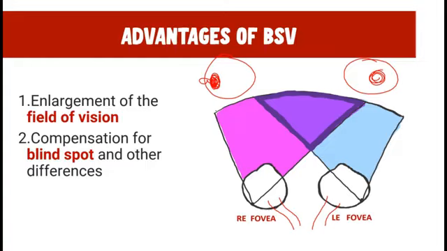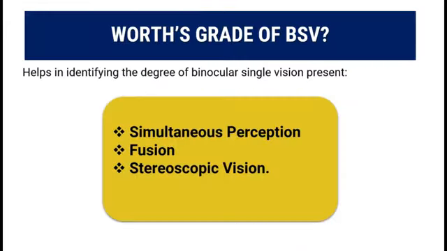That happens because there's also a significant amount of overlap between the two eyes. So what happens is that this temporal scotoma is being compensated by the normal nasal field of the other eye, and that is how, using two eyes, one eye is actually compensating for the defects of the other eye, and that is one advantage of binocular single vision.